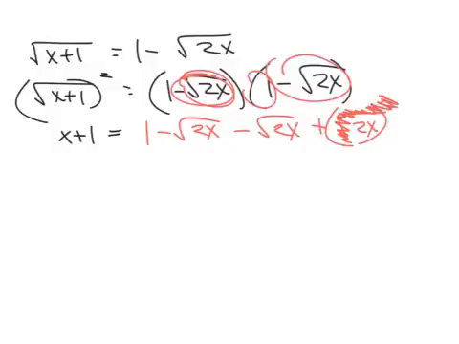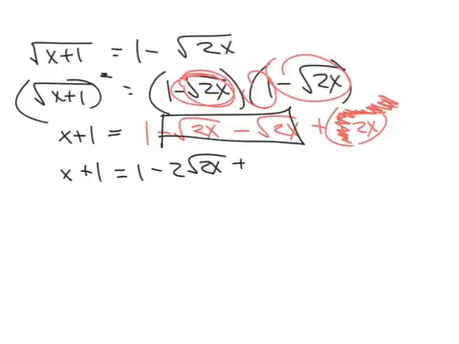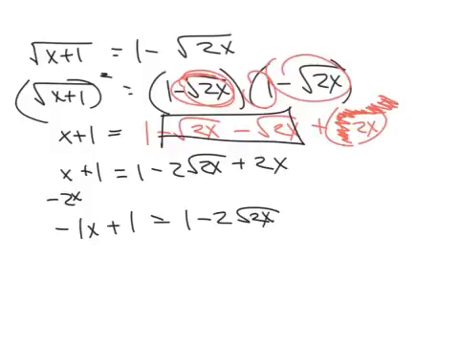Alright, so let's combine what we have. 1 minus 2 square root of 2x plus 2x. Move everything to the left. So we're going to subtract 2x. So that gives negative 1x. We're going to subtract 1 here, subtract 1 here. Gives me negative x. Instead of negative 1x, we'll just make it negative x. Those go away. Those go away.